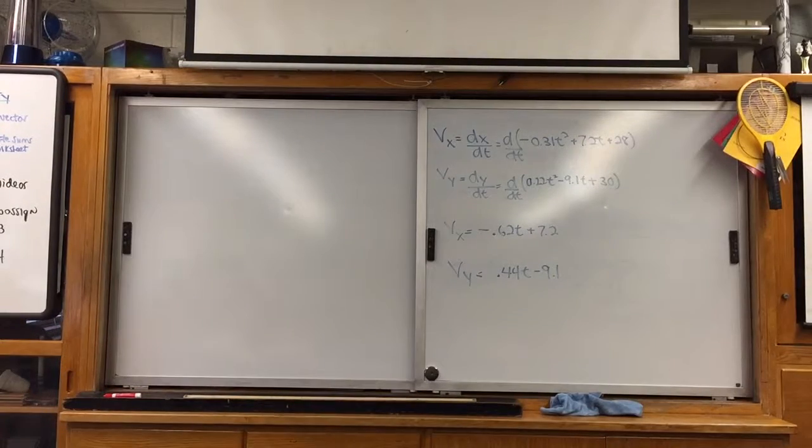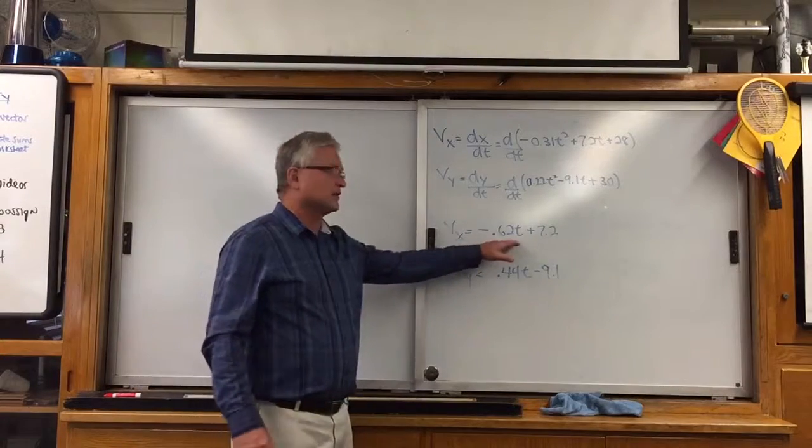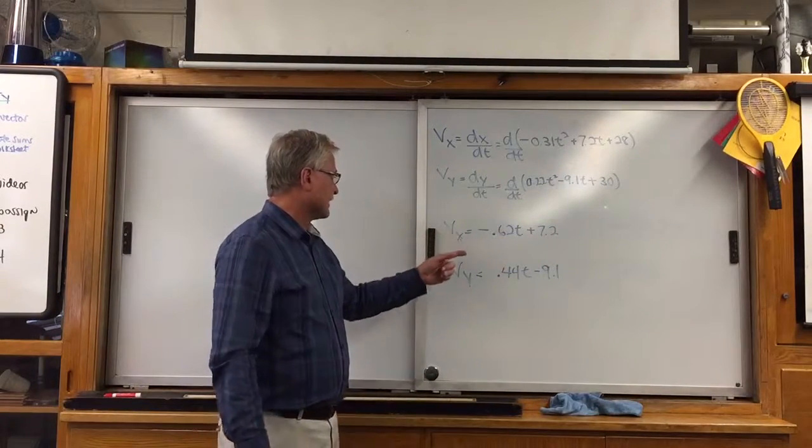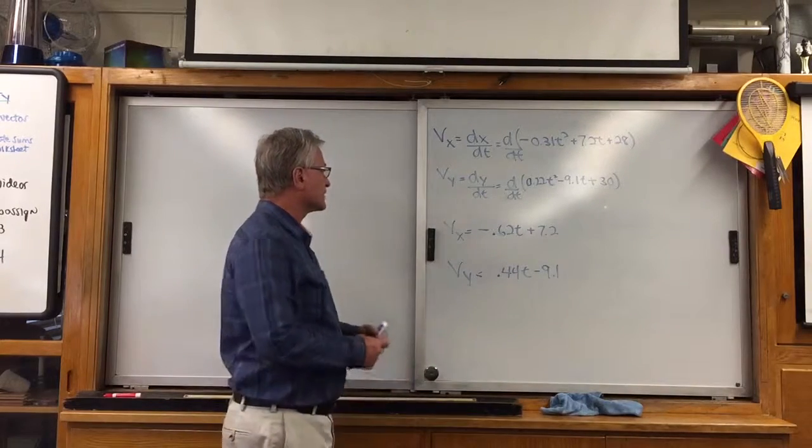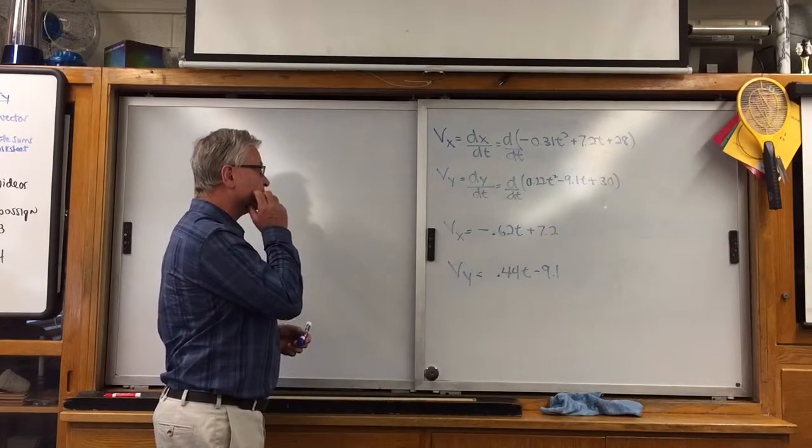All right, let's look at our results. And we've got these velocities. We've got a nice formula for the velocity in the x direction for the rabbit, and a nice velocity formula in the y for the rabbit. So let's stick these together, and let's actually solve this.